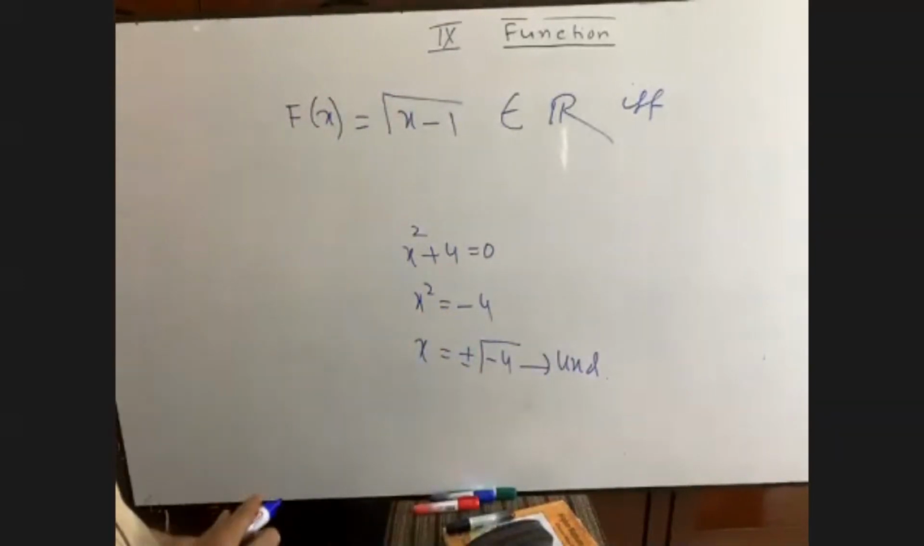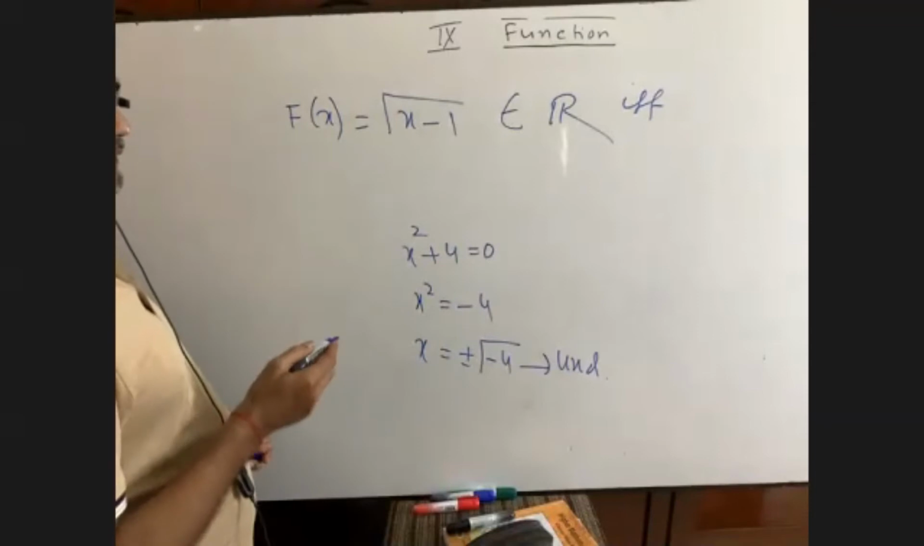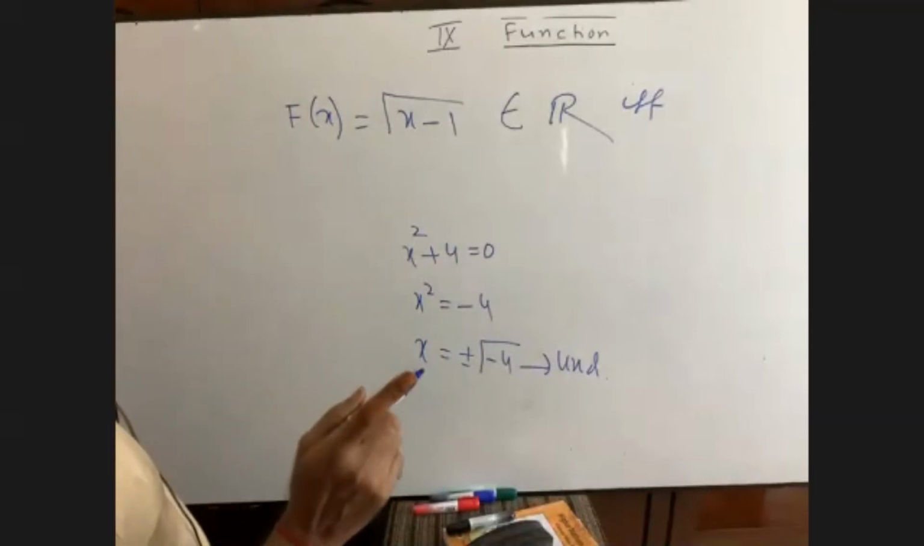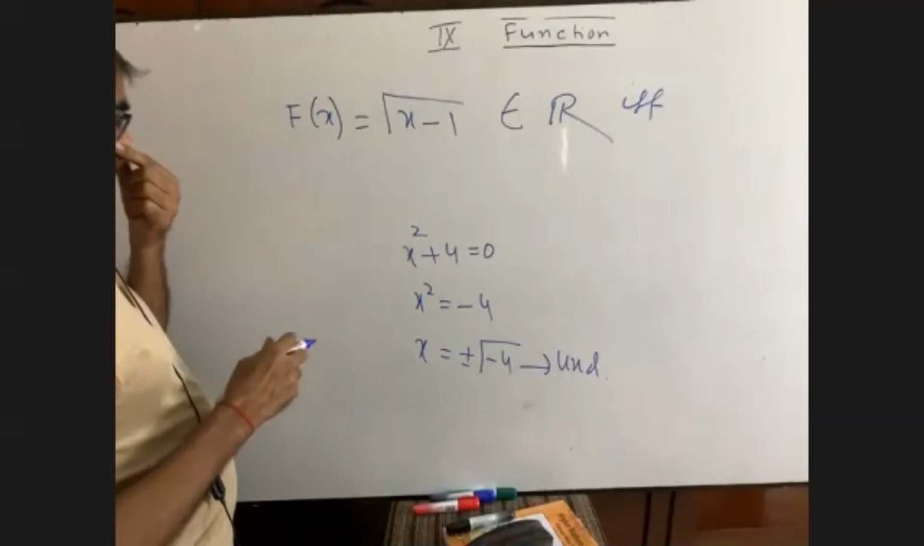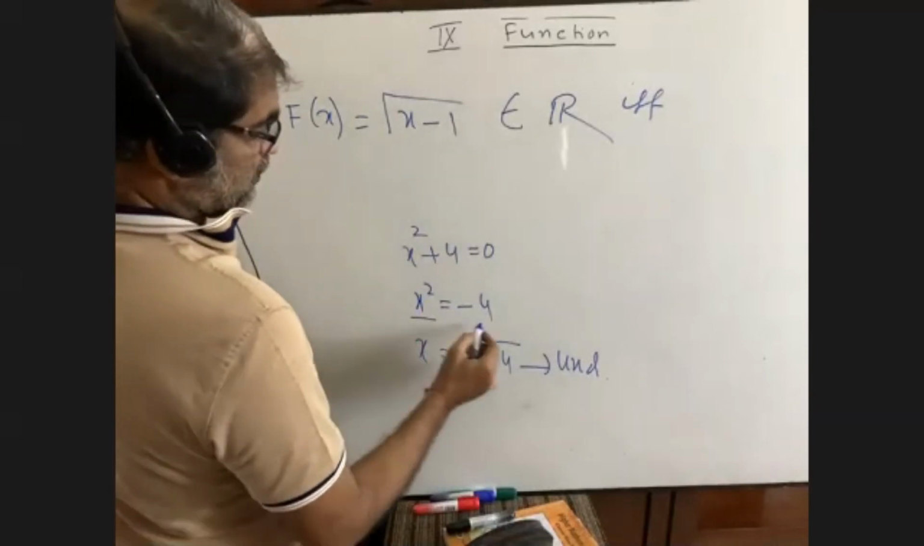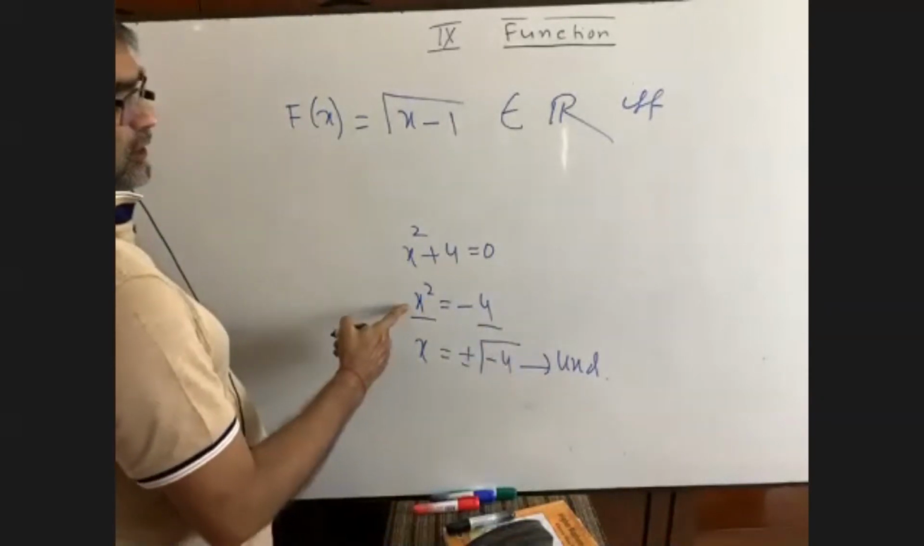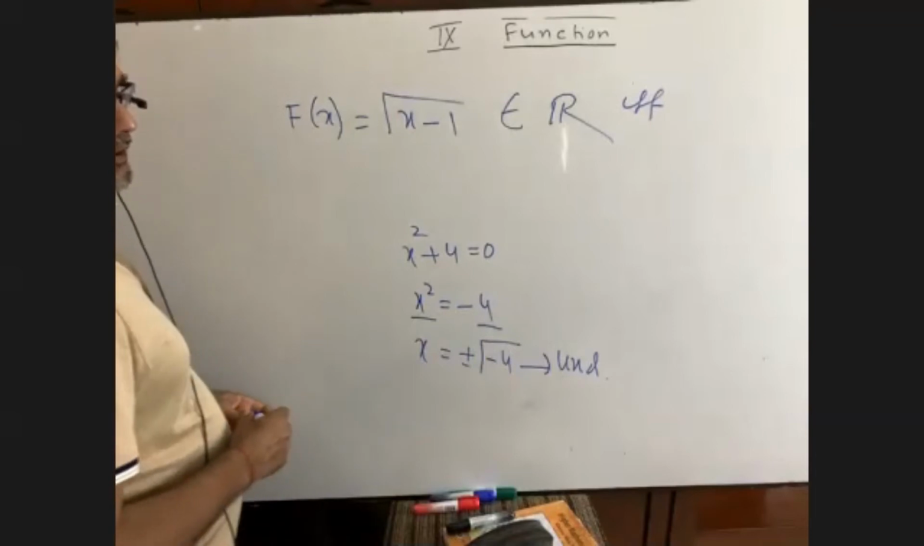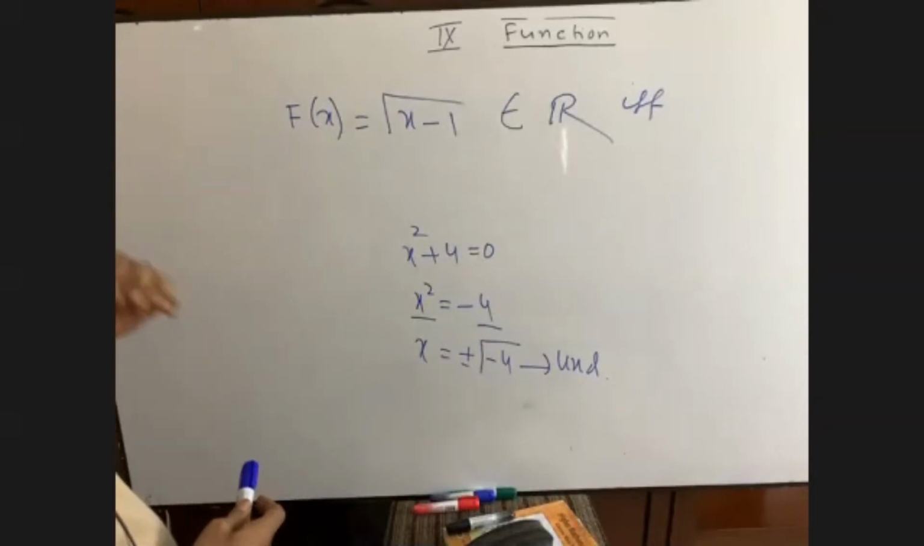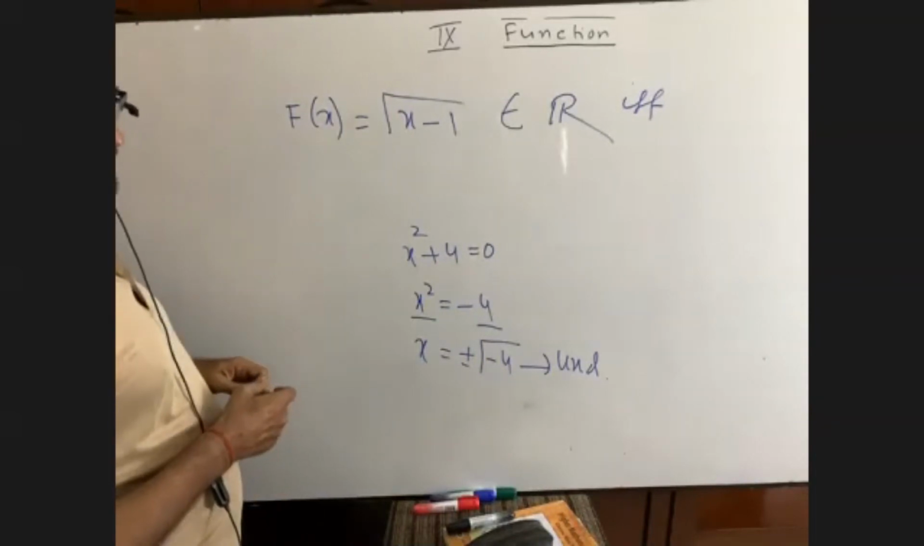Let me finish. Because we know all the square numbers are positive. It is a square number, but it is negative. Okay? What is meant by this?